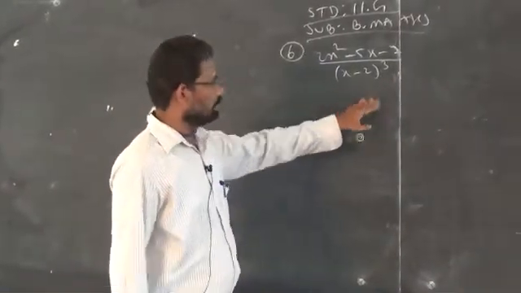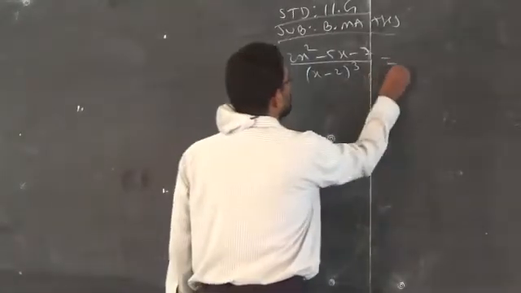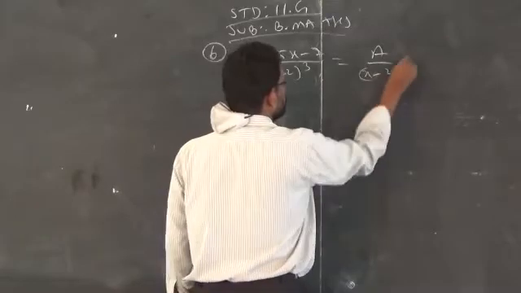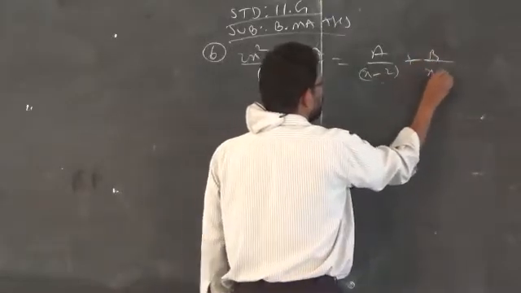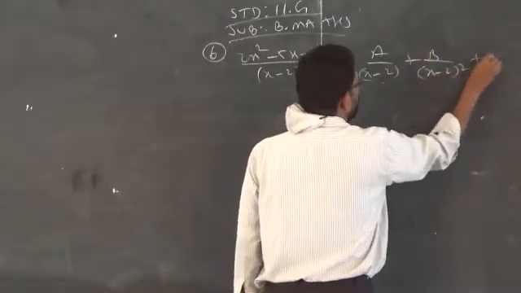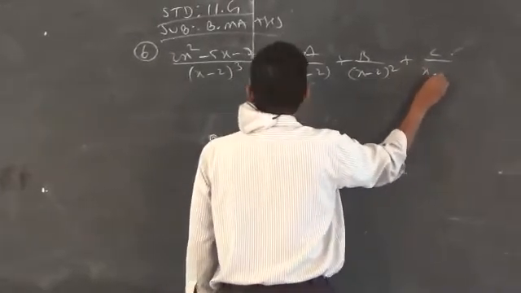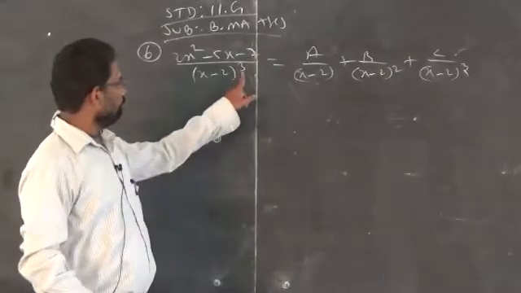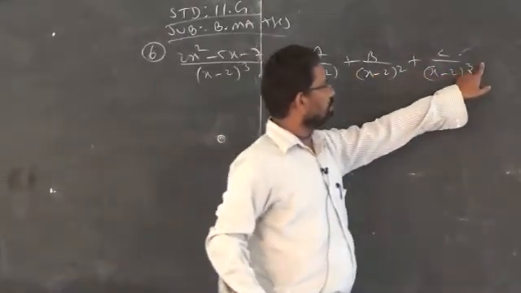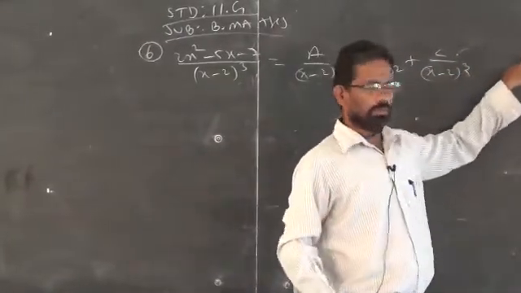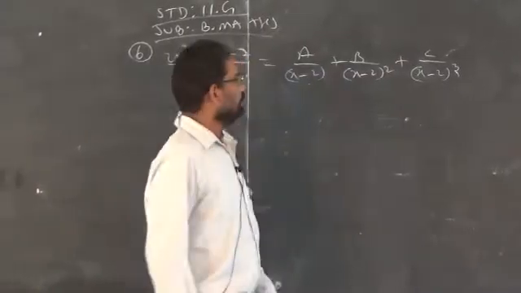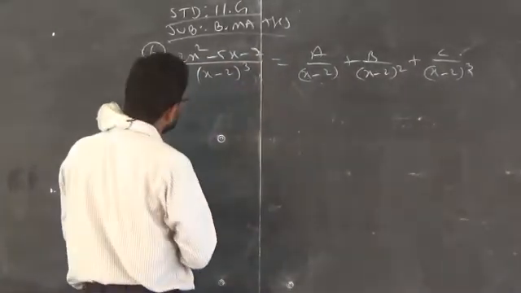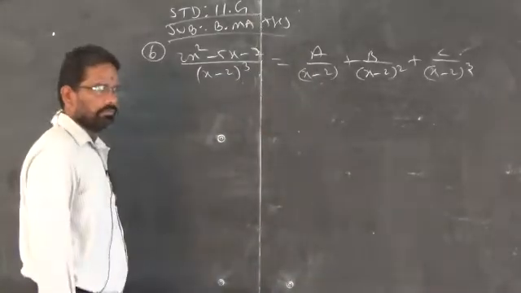I told you yesterday itself, there are only 3 methods: factors without repetition, with repetition, and non-factorizable. Here the factors are repeated. So how do you express this one? Very simple: a by x minus 2 plus b by x minus 2 the whole square plus c by x minus 2 power 3. If it is power 4, then you have to write plus d by x minus 2 whole to the power 4. Clear? So you have to express the repeated factors in the denominator in this format.